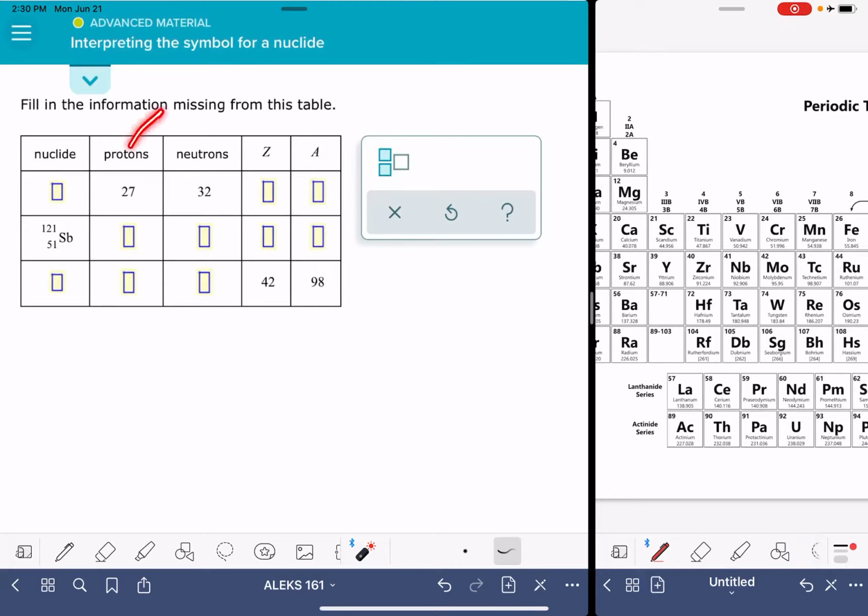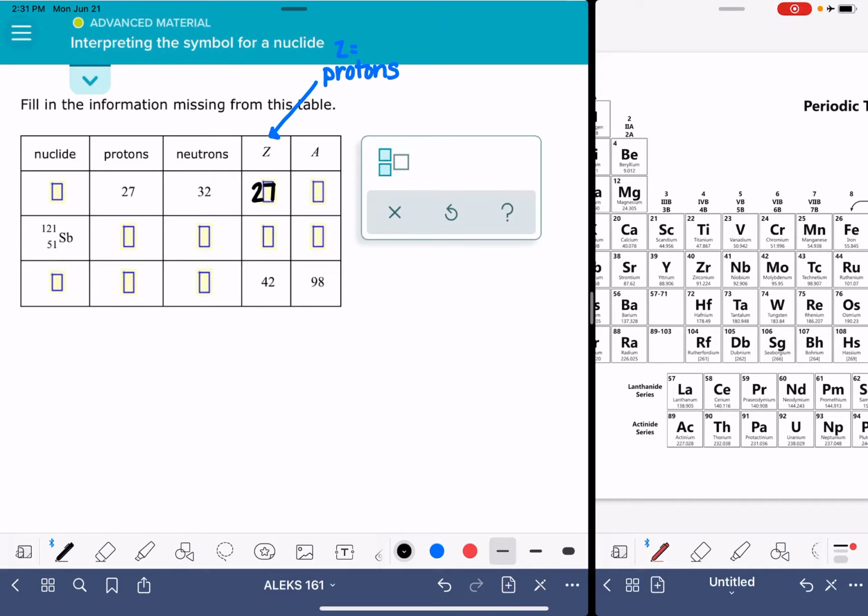rest of it. So of course, you know the number of protons, you know what that means, and the number of neutrons as well. Then we have these 2 additional symbols, Z and A. Z is a representation of the atomic number, which is just another way of saying the number of protons. So Z is just simply the number of protons in an atom. No matter what somebody might call it, that's all that it is. So for this first row, we know that our nuclide has 27 protons, and that means that Z is 27.